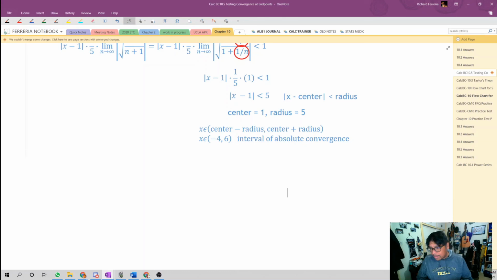And wow, we've spent some time on this one already. Don't you wish this was a geometric series? Well, we're not done yet. We need to check our endpoints. So our first endpoint is x equals -4.